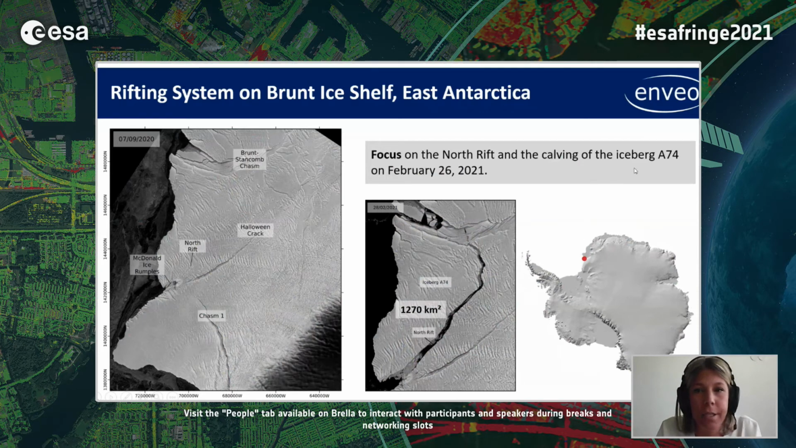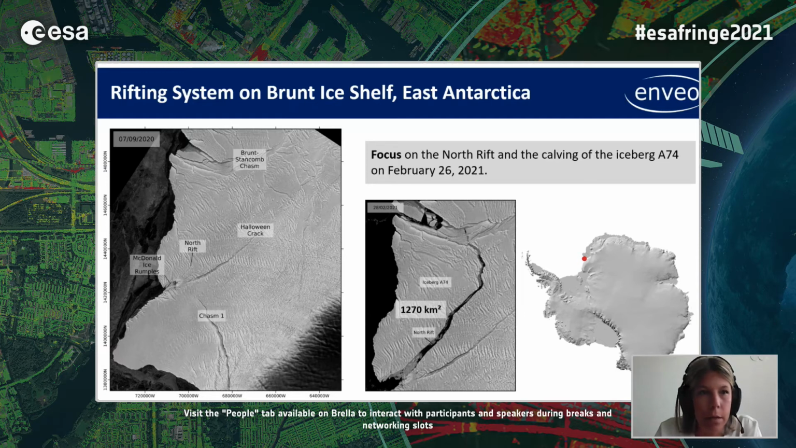It's a nice ice shelf because it has quite a few well-known cracks, like Chasm 1 or the more recent Halloween crack, and the overall rifting system is constrained at the McDonald Ice Rumples. That is basically the only pinning point of the ice shelf.